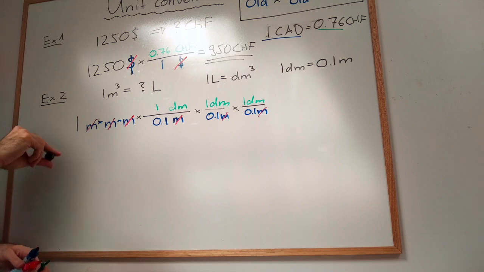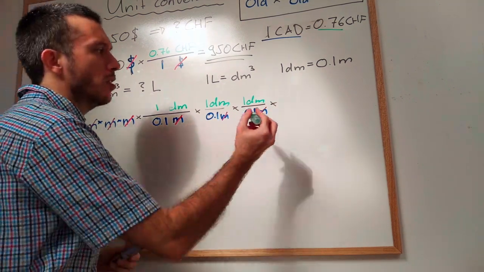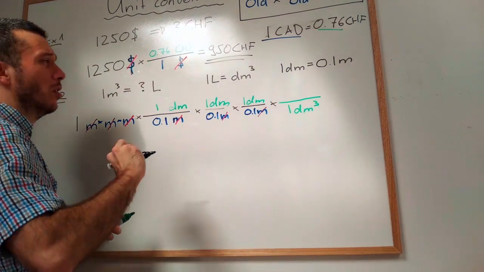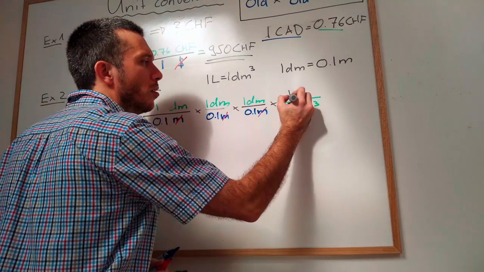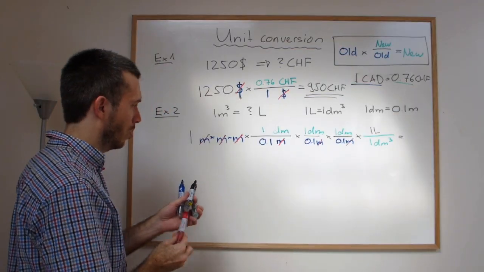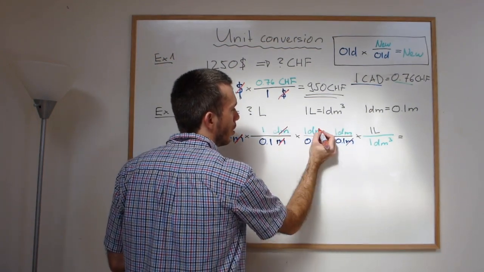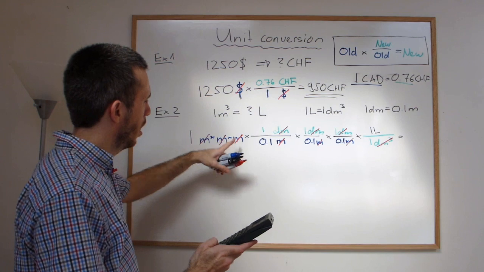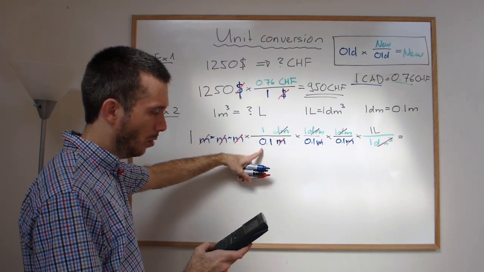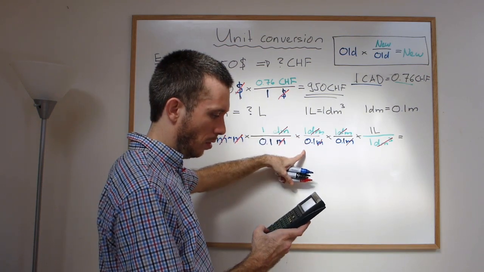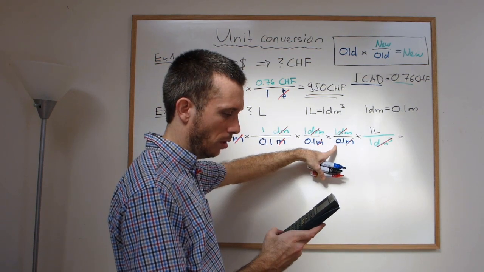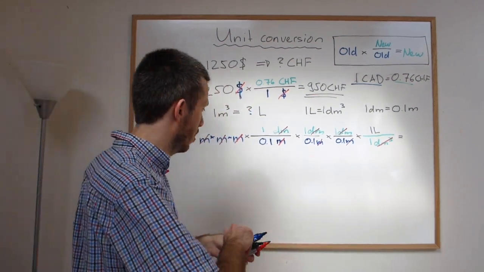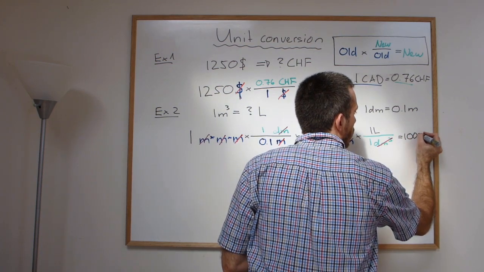So, what do I want to get rid of? New one, I want to get rid of my decimeter cube. So 1 decimeter cube, which I know is equal to 1 liter. So I have 1 decimeter, 2 decimeter, 3 decimeters, 1, 2, 3, canceling the 3 here. And what I'm going to put in my calculator now is 1 times 1 divided by 0.1 times 1 divided by 0.1 times 1 divided by 0.1 times 1 divided by 1. And what I get is that this is equal to 1,000 liters.